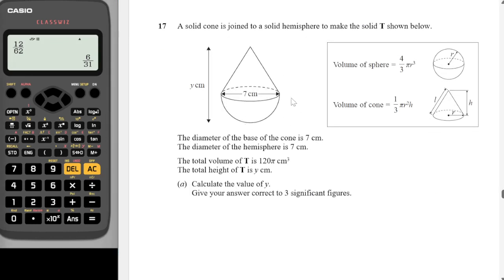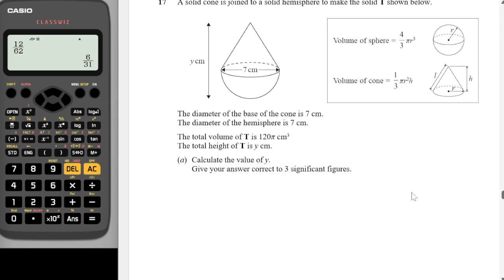Okay, question 17. A solid cone is joined to a solid hemisphere to make solid T shown below. The diameter of the base of the cone is 3 centimeters. The diameter of the hemisphere is 7 centimeters. The total volume of T is 120 pi centimeters cubed. The total height of T is y centimeters. Calculate the value of y. Give your answer correct to 3 significant figures.